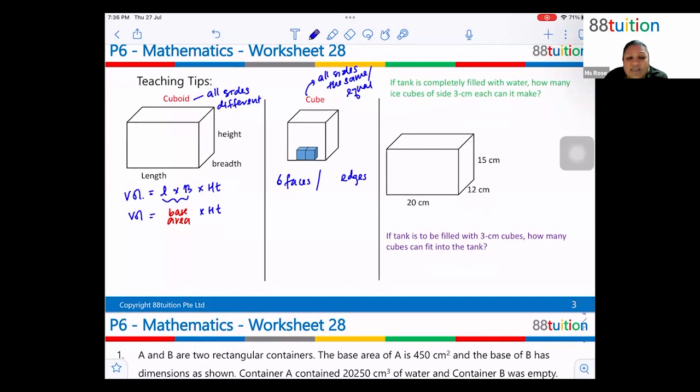Try again. How many edges does a cube have? Thank you, Hannah. There are 12 edges. Now, how do I get my 12? Everyone look at the screen. 1, 2, 3, 4, 5, 6, 7, 8. By the side, 9, 10, 11, 12. 12 edges, okay? There are 12 edges, 6 faces.